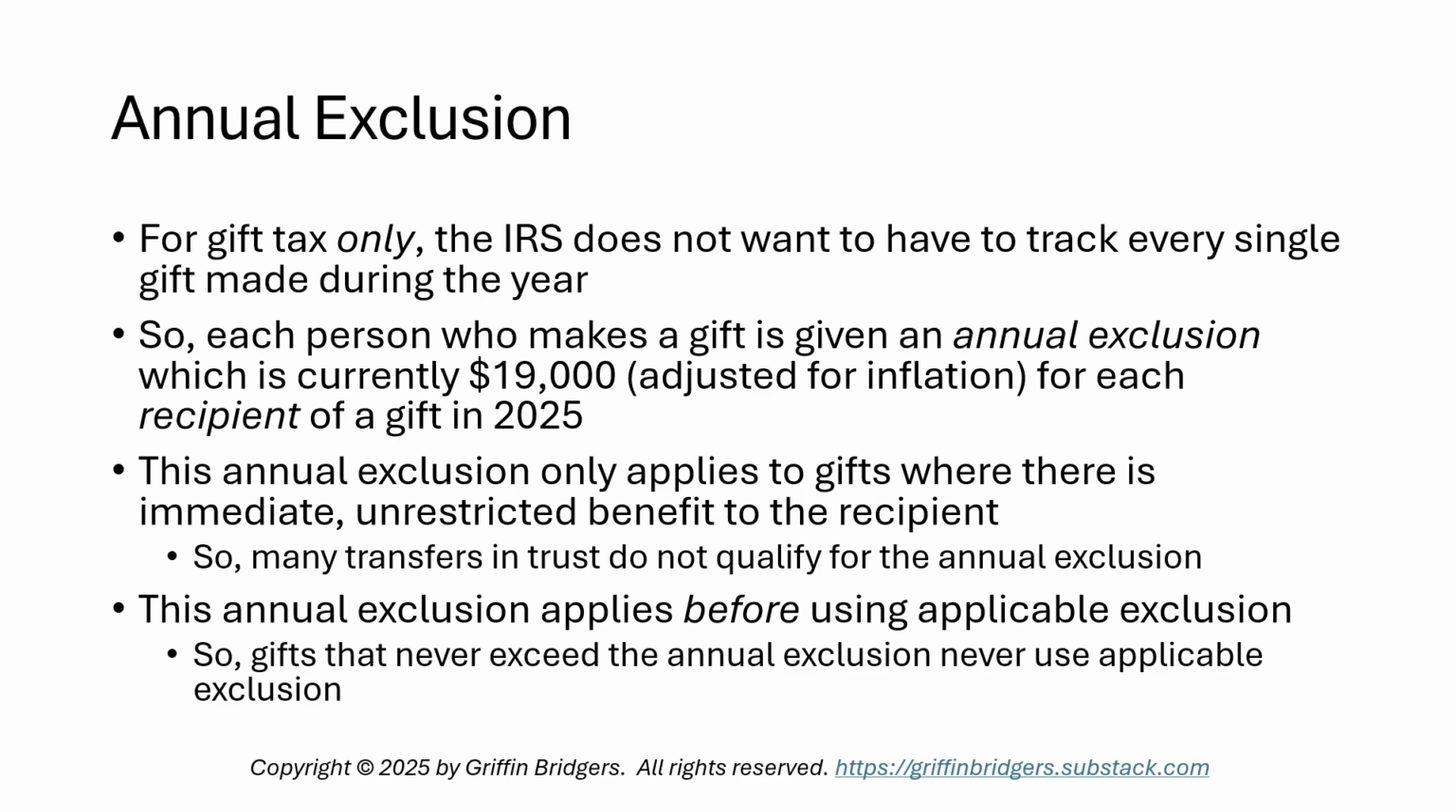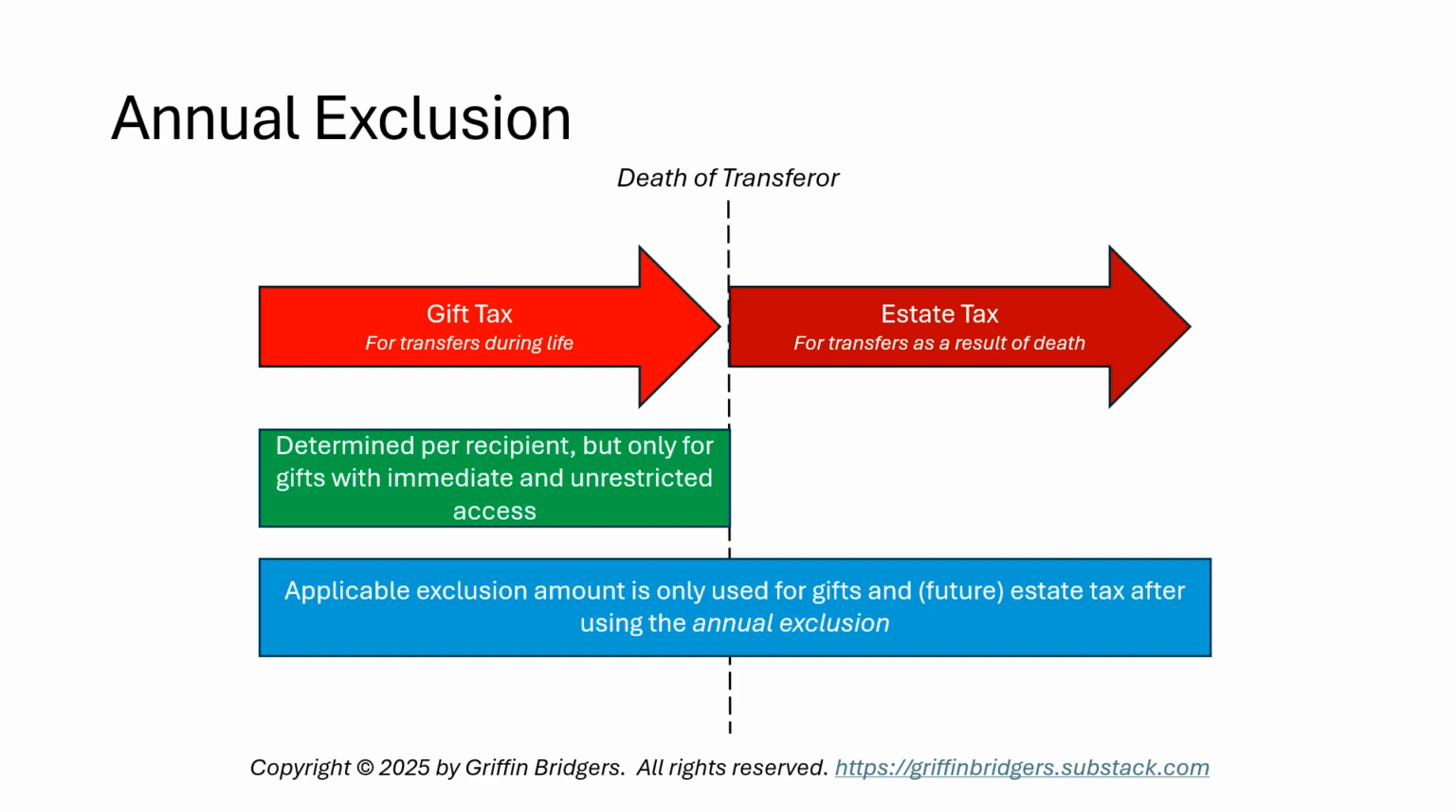Now, the annual exclusion amount has a special set of rules where typically it can only apply where there's immediate unrestricted benefit to the recipient, which means many transfers in trust don't qualify for the annual exclusion. And again, I want to emphasize this annual exclusion applies before we use the applicable exclusion, which, as you recall, is that bigger $13.99 million. What that means is that gifts that never exceed the annual exclusion are never going to dip into that broader applicable exclusion. So here's a quick illustration.